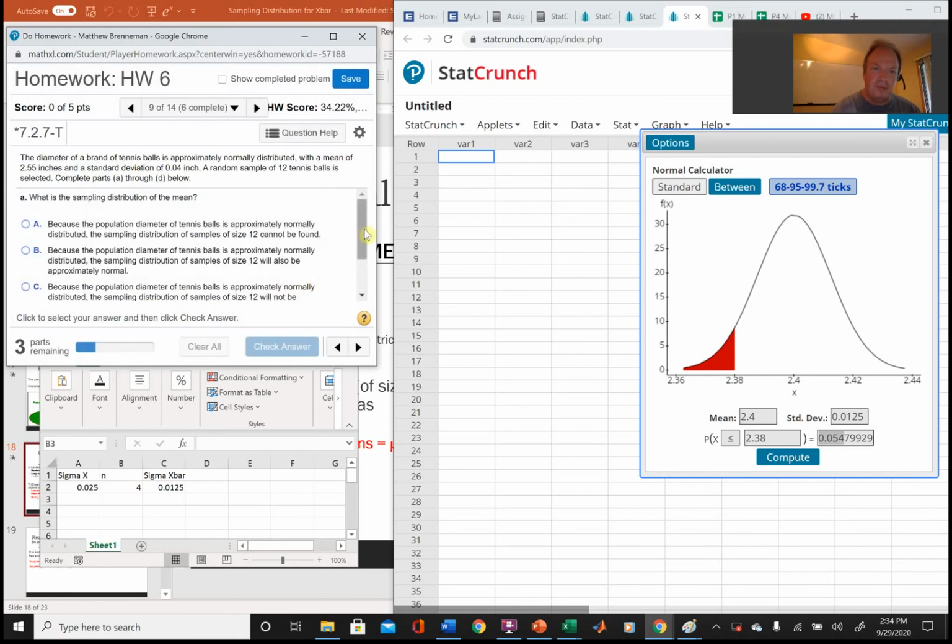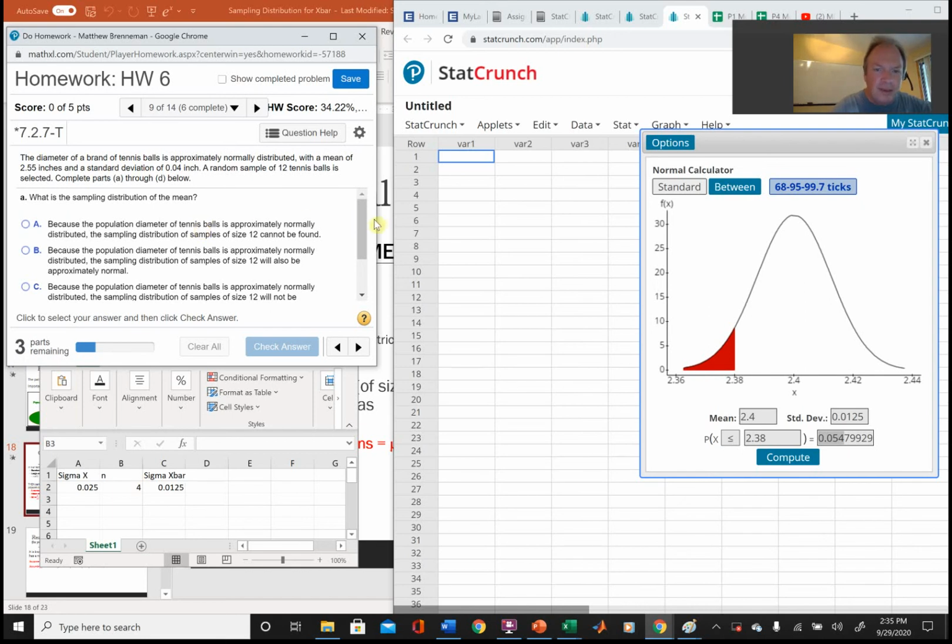What is the sampling distribution of the means? Okay, so this is a different problem now. The diameter of a brand of tennis balls is approximately normally distributed, and they give you the population mean and standard deviation, and they tell you that you're taking a random sample of 12 tennis balls. So what is the sampling distribution of the mean? Well, let's see the possibilities. I mean, we know what it is. It's going to be the distribution of the sample means with this population mean and this population standard deviation divided by the square root of 12.